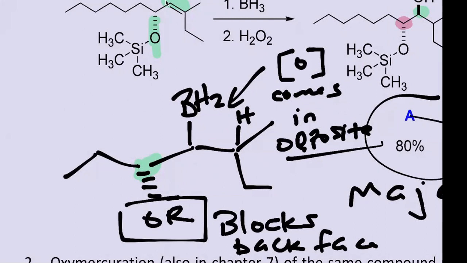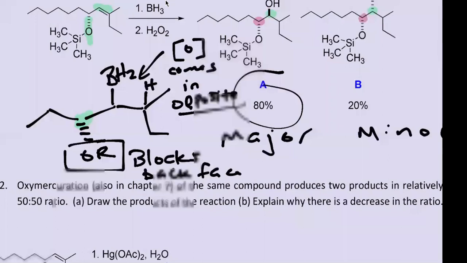If the oxygen is coming in opposite, what does that mean for the energy? Is it higher or lower? Higher. If it's coming opposite of, oh, I'm sorry, lower. It should be lower, right? That's your lower energy pathway. All right, we're going to stop here. Yes. So when oxygen comes in opposite, that should be your lower energy pathway. That should give you your major product.